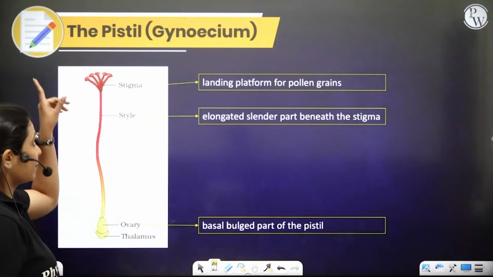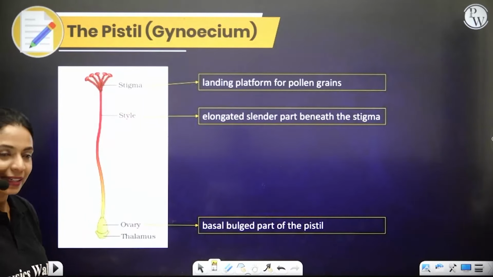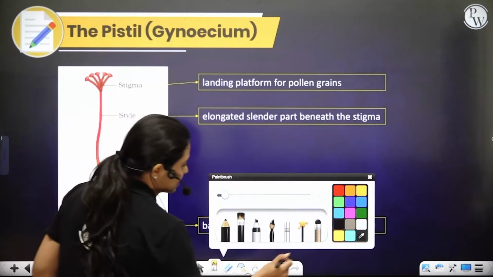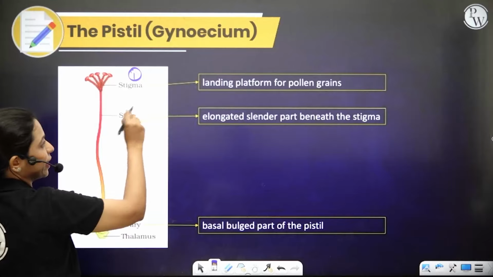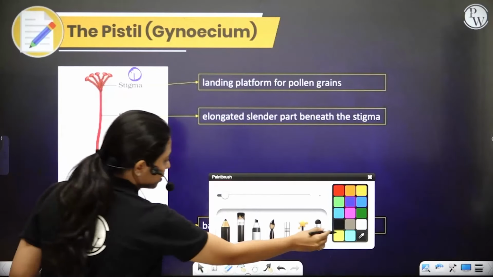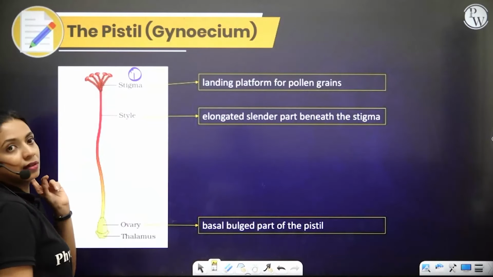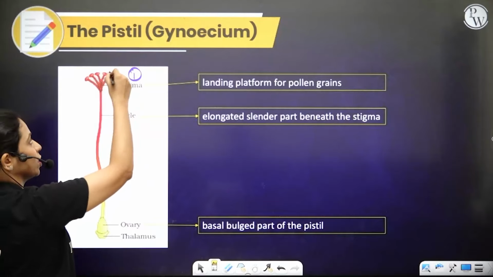Now let's talk about the different parts of the gynoecium. There are 3 distinct parts. You have the stigma, the style and the ovary. Stigma is the first part. It is the part where the pollen grains released from the anther will come and land.